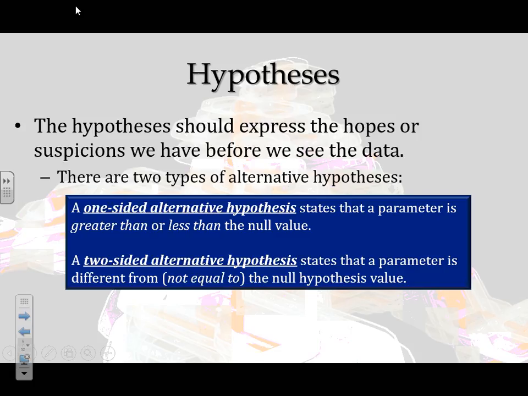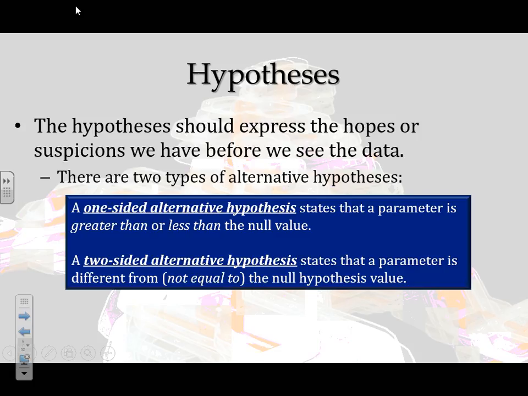So when we state our hypotheses, we are picking a direction. We don't think it's 80%, we think it's less than. We're choosing one single direction. So we have a one-sided alternative hypothesis. Or our claim was 80%, we think it's actually higher. So we're picking one direction.